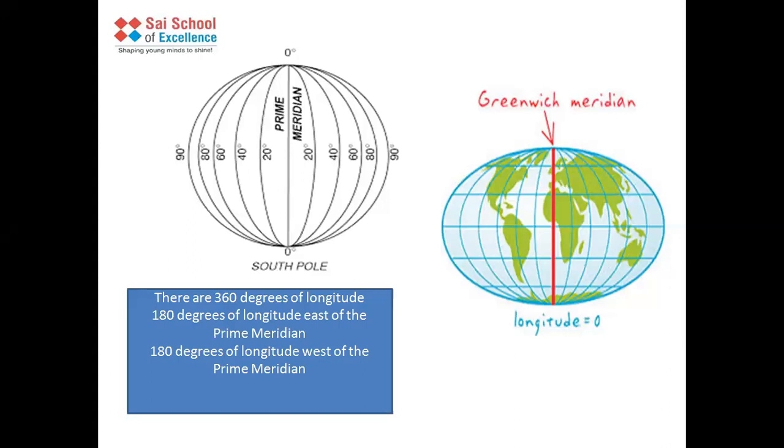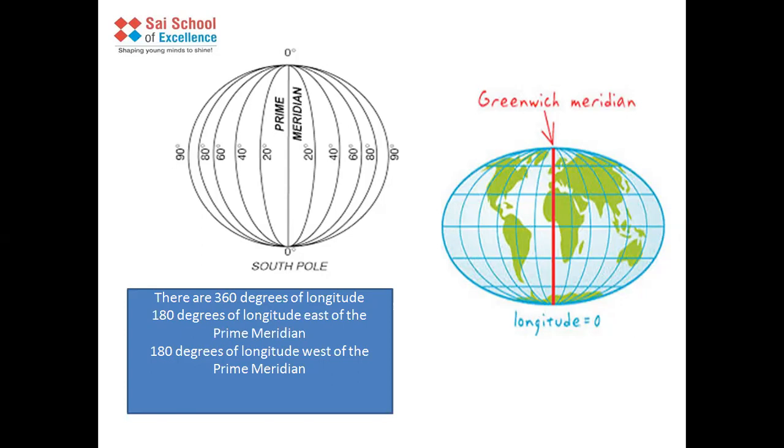The longitude running through the old Royal Observatory at Greenwich, which is near London, is marked 0°. It is called the Greenwich Meridian or the Prime Meridian. There are 360 degrees of longitude, 180 degrees of longitude east of the Prime Meridian and 180 degrees of longitude west of the Prime Meridian. Now, this Prime Meridian is the starting point for numbering the meridians. It is marked as 0°. The longitude of a place is measured east or west of the Prime Meridian.